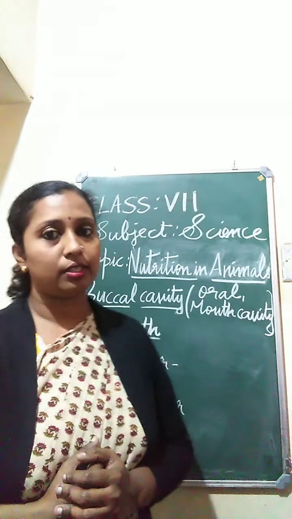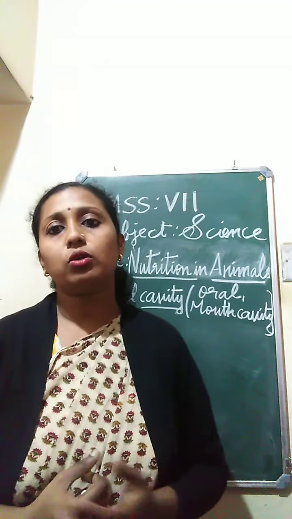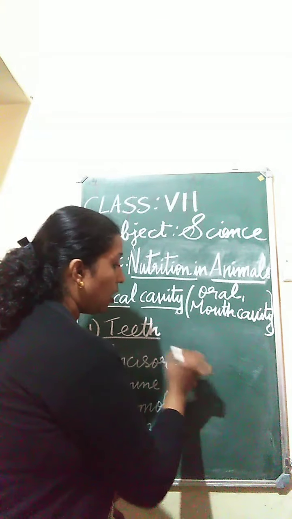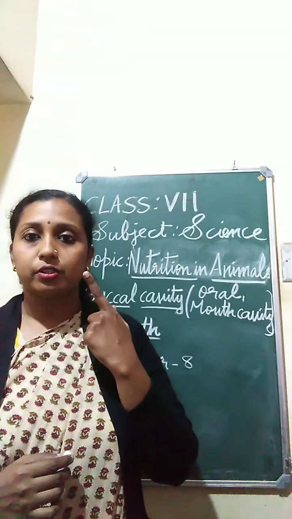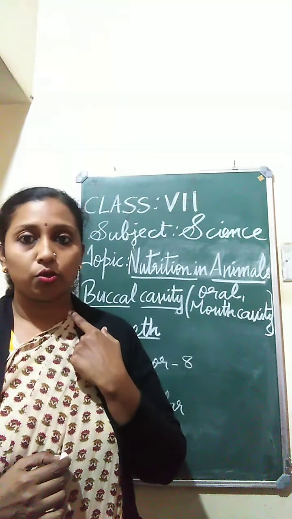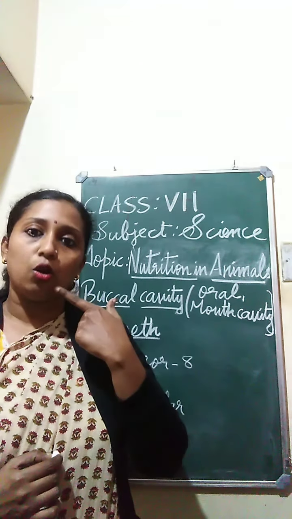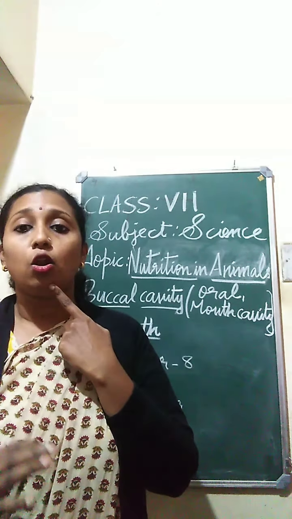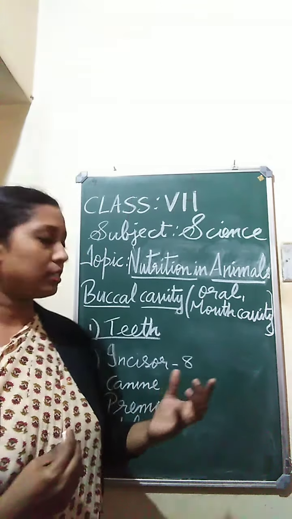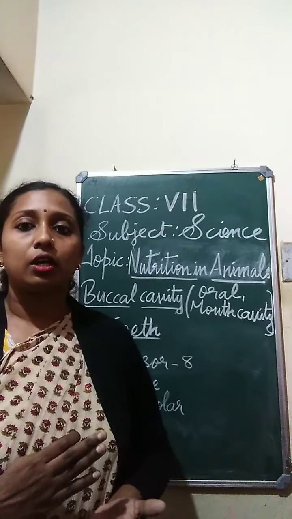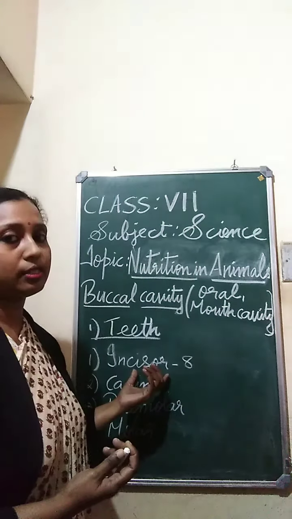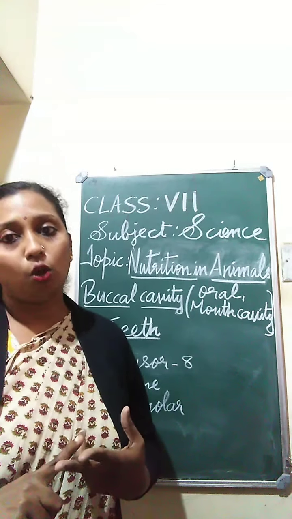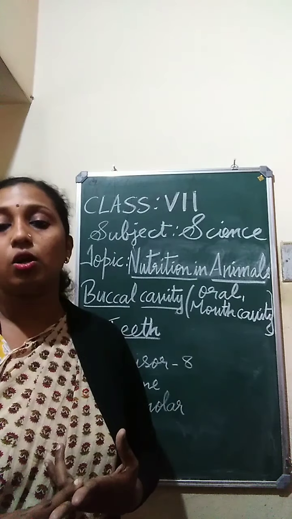The first type of teeth is the incisor. Totally there are 8 incisors in our oral cavity, 4 in the upper jaw and 4 in the lower jaw. You know that in our mouth there are 2 jaws, the upper jaw and the lower jaw. The main function of the incisors is to cut the food.